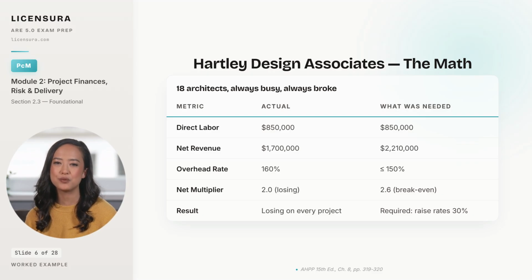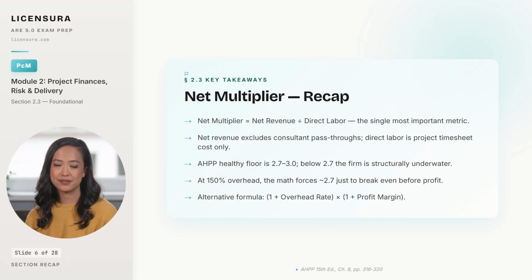Quick recap of the formula and the floor. 5 takeaways on the net multiplier. The formula is net revenue divided by direct labor, and it is the single most important number a firm principal can track. Net revenue is fees the firm actually keeps. Exclude consultant pass-throughs and reimbursables from the top of the ratio, or you'll fool yourself. Direct labor is the cost of staff time charged to projects on timesheets. Admin and selling time live in overhead, not here.